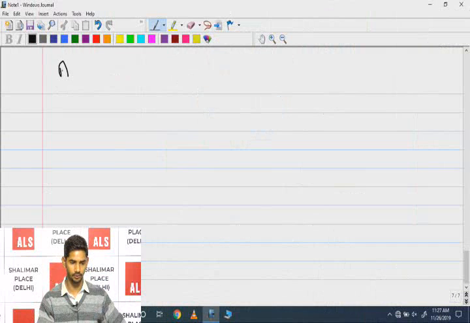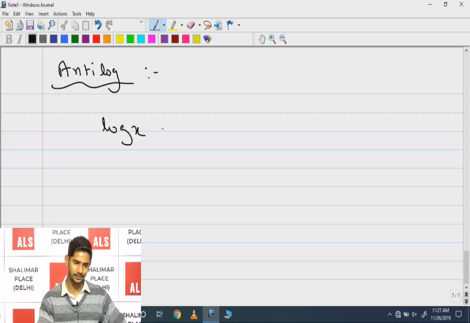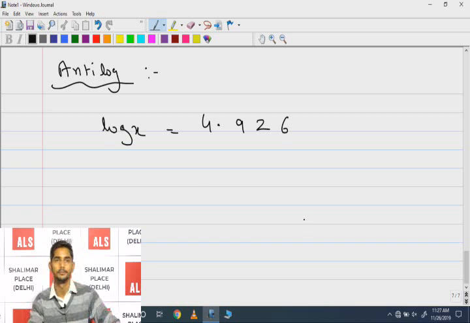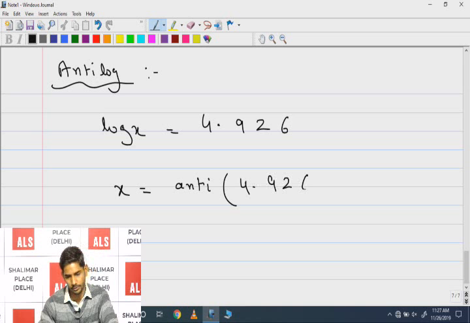Now let's check out the anti-log. First of all, guys, remember one thing: there is no property of log applicable to anti-log. No such property will be used here. So this time, please open up your anti-log table. Suppose we have log x is equal to 4.926. Anti-log is nothing but the reciprocal of the log. So I can write x is equal to anti-log of 4.926.